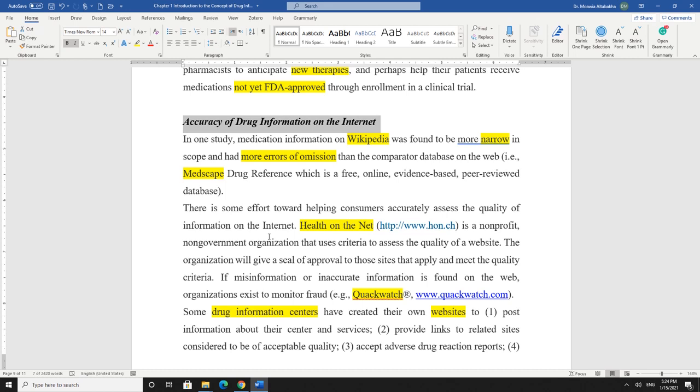Wikipedia information might be narrow in scope, and there are some errors of omission, meaning maybe they don't include all the information. So how do I know if a website is good or not? There are different ways, and I will talk about that later. But we have what we call Health on the Net, HON.